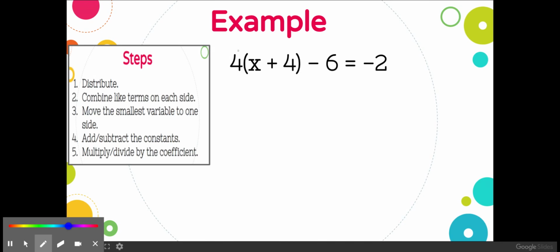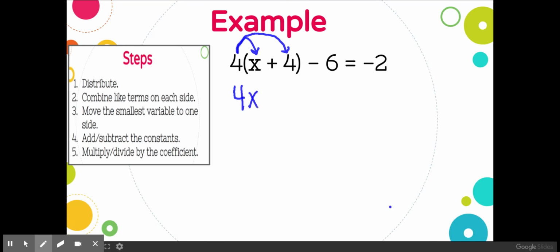So that means this 4 is going to multiply the X, and the 4 is also going to multiply the 4. Remember, when you distribute, you are multiplying each term inside. So 4 times X is 4X. 4 times 4 is positive 16. Then I bring the rest of that down. Now I'm left with 4X plus 16 minus 6 equals -2.